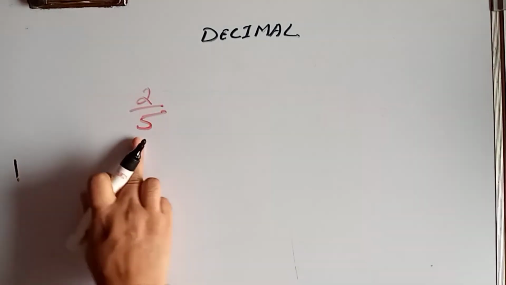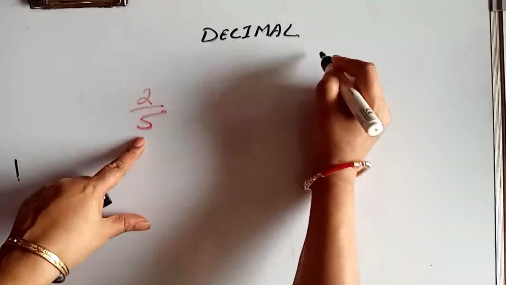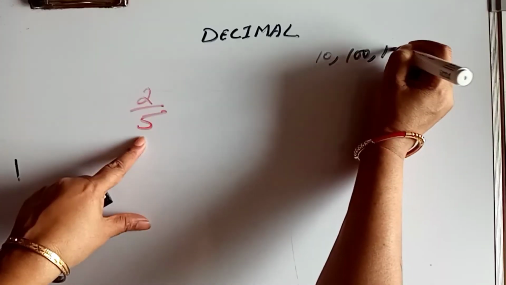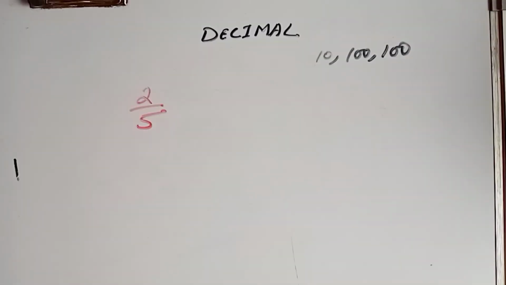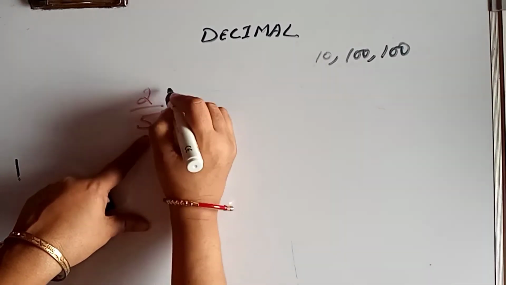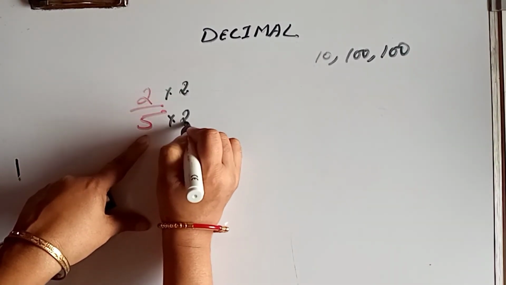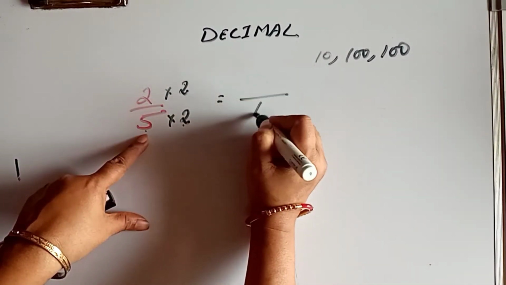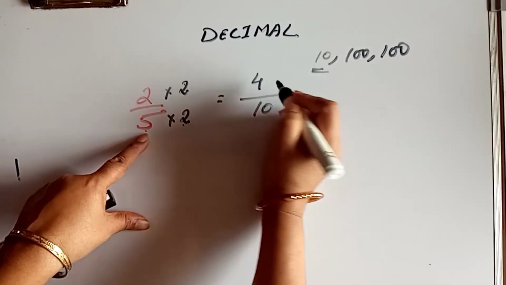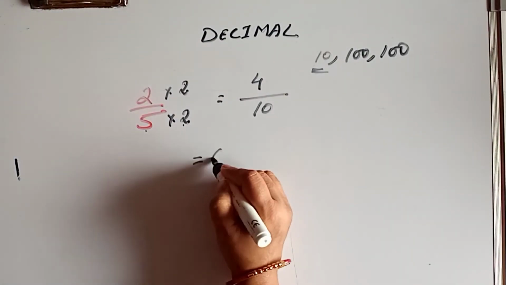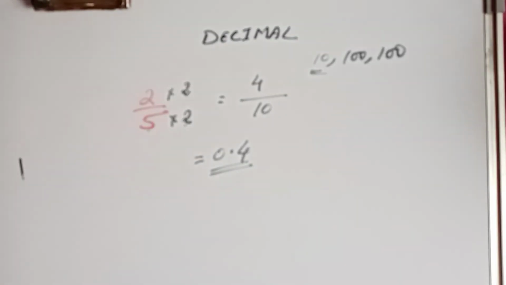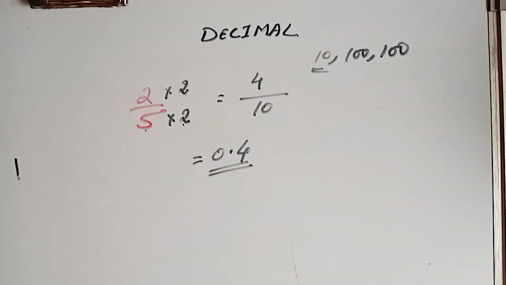So what I will do, now I have to convert this denominator either into 10 or 100 or 1000. Here it is 5, so I will multiply with 2. Why with 2? Because 5 2s are 10. So the denominator is 10 now, and 2 2s are 4. So it is 4 by 10, which can be written as 0.4. Clear? Got it? How to change it?